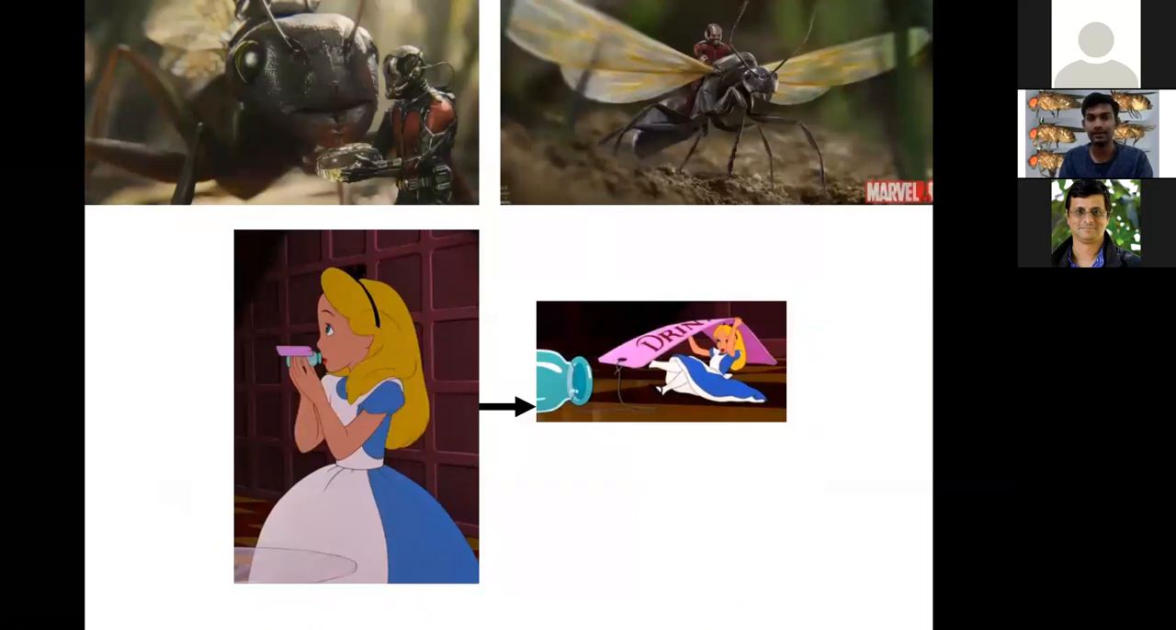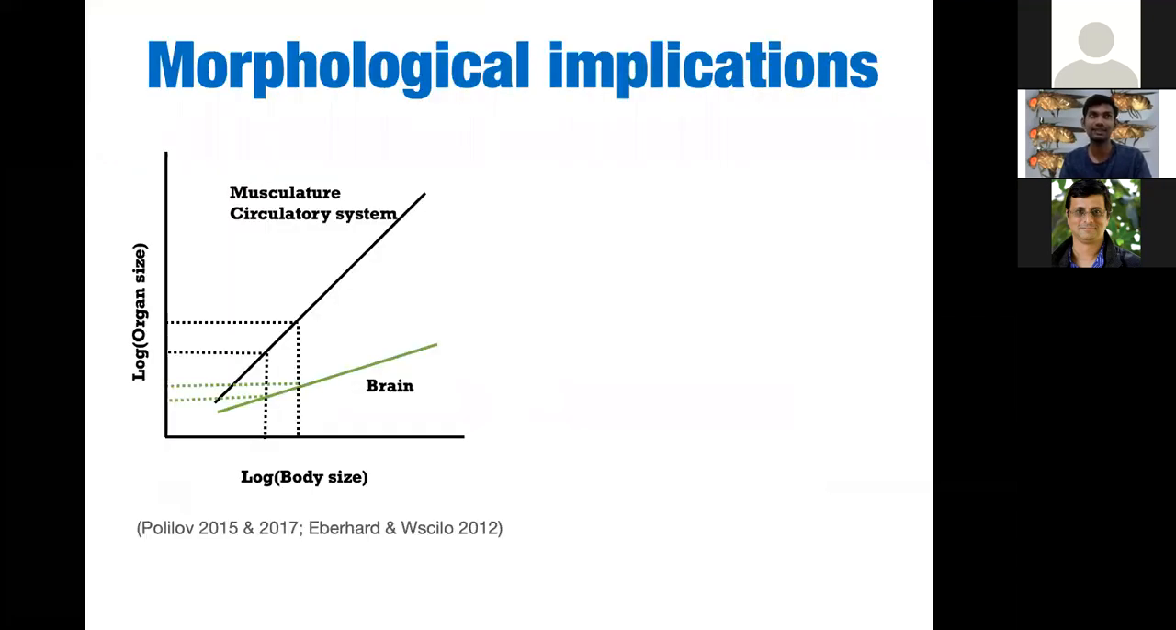When we talk about miniaturization, it's not exactly the same as Ant-Man, where it's as simple as putting on a suit and becoming a tinier version of yourself, or Alice drinking the drink me potion in Alice in Wonderland to become an exact miniature replica of herself. Most often, when you want to become miniature, you need to reorganize some of your body plan. Because of miniaturization, you would see different rates of change in your organ systems.